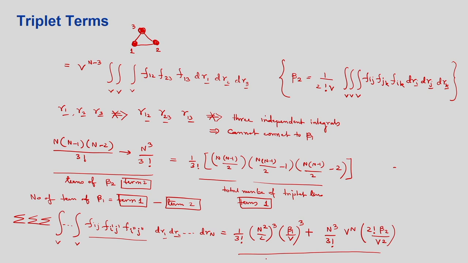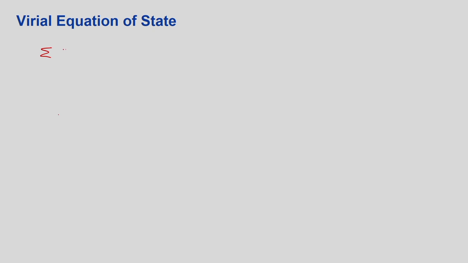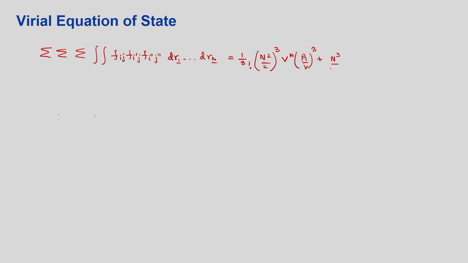This particular term I will add to the terms of beta 1 which we obtained earlier in terms of configurational entropy. So the triple summation terms, if I write them down here again, Fij, f of I dash j dash, f of I double dash j double dash, is equal to 1 by 3 factorial of n square by 2 whole cubed, just the previous expression I am writing, nothing else, plus n cube by 3 factorial into v to the power of n by 2 factorial beta 2 into v square. Okay, this is the term.